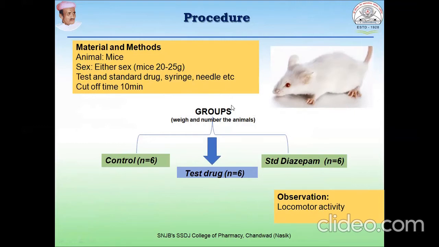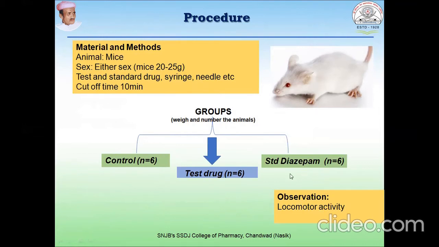Make groups of animals. Primarily, you weigh the animals and number the animals according to the group. You can make three groups. First is the control group. Second is the test drug; you can use different doses of the test drug. For the standard drug, particularly diazepam is used.